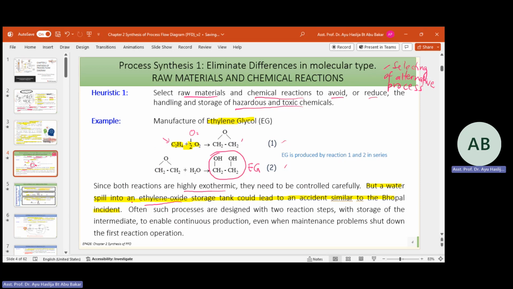But a water spill into an ethylene oxide storage tank could lead to an accident similar to Bhopal. So this ethylene oxide intermediate is hazardous, and the condition is not stable. It must avoid any water spill.